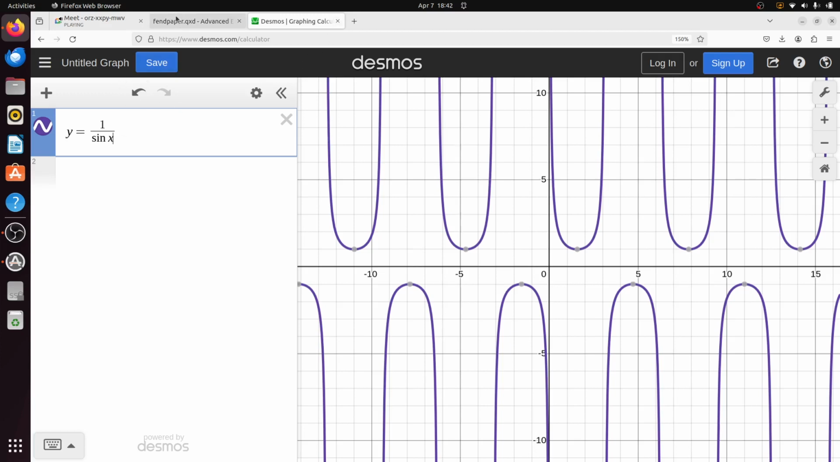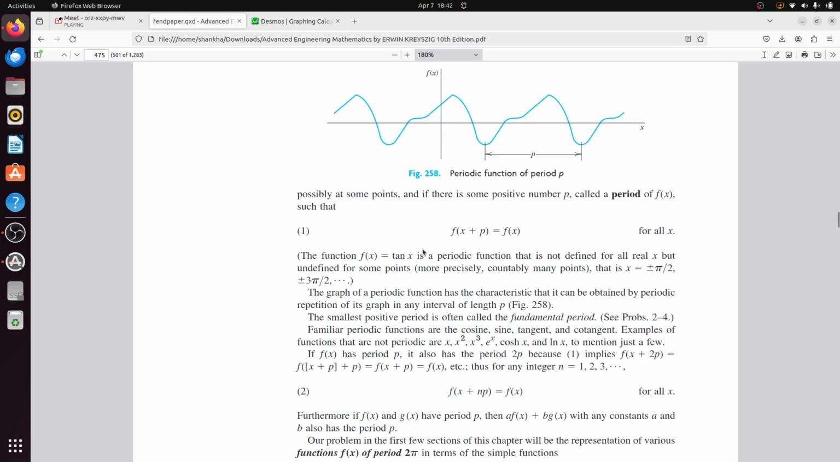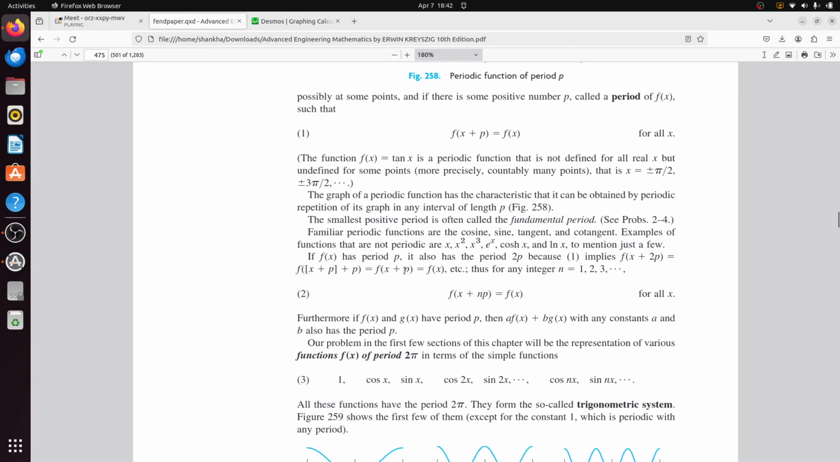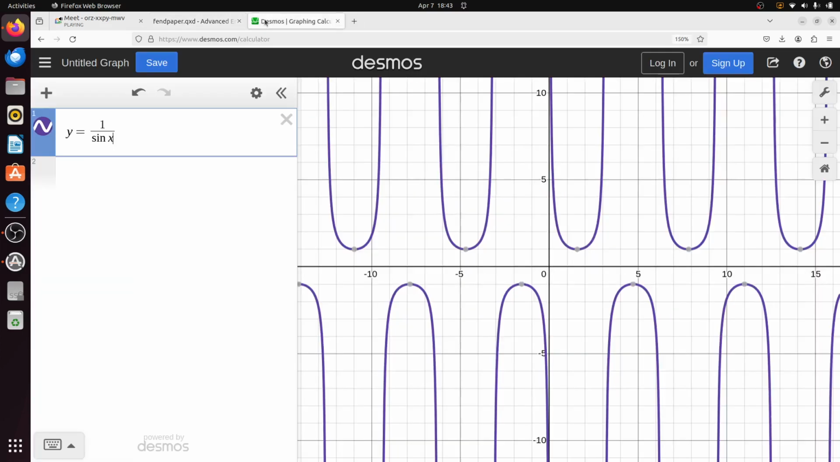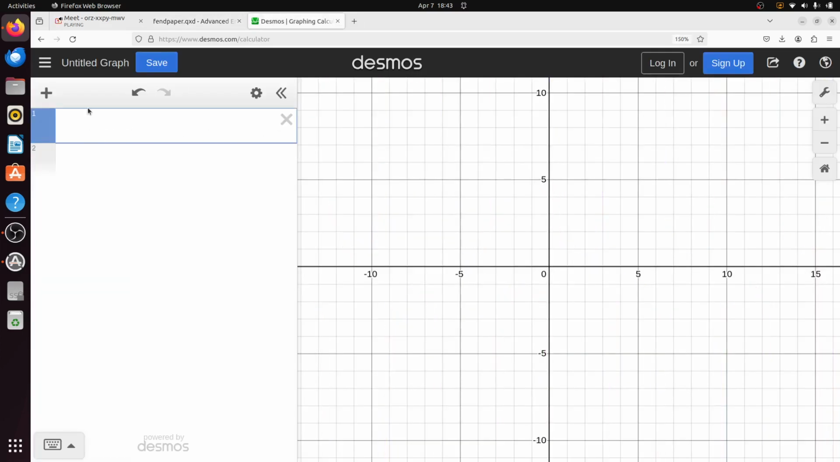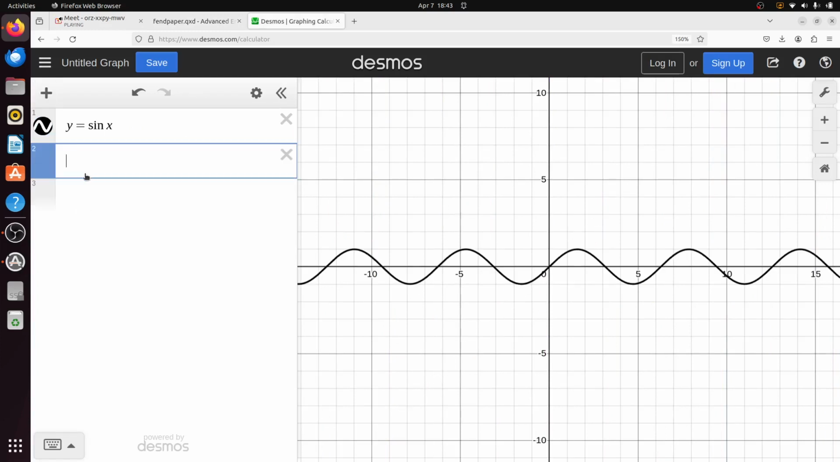Now you may also ask whether there exist non-periodic or aperiodic functions. Yes, of course, there exist aperiodic functions such as x, x square, x cube, e to the power x. We observe that y equal to sin x is periodic, but y equal to sinh x is not periodic. You can check that y equal to sinh x is not periodic.